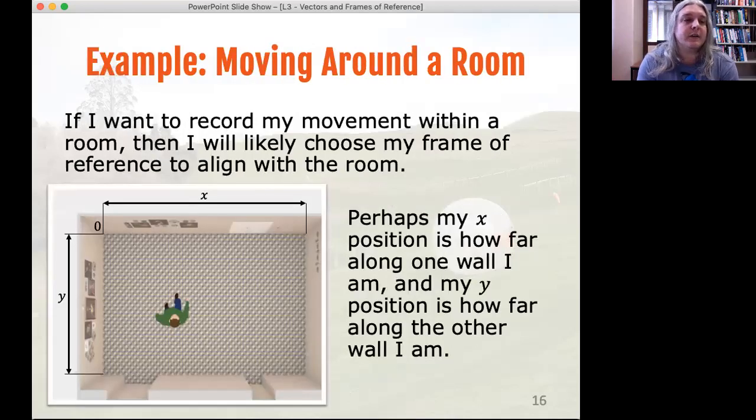As an example, if I want to record my movement within a room, then I would probably just choose one wall as my x-axis, and if it's a square or rectangular room, so the walls are at right angles, I would choose the other wall as the y-axis. So I've drawn an example there. We've got x position along one wall, y position along the other. If I give you my x and y values, you know exactly where I am in that room. That's all you need to know.